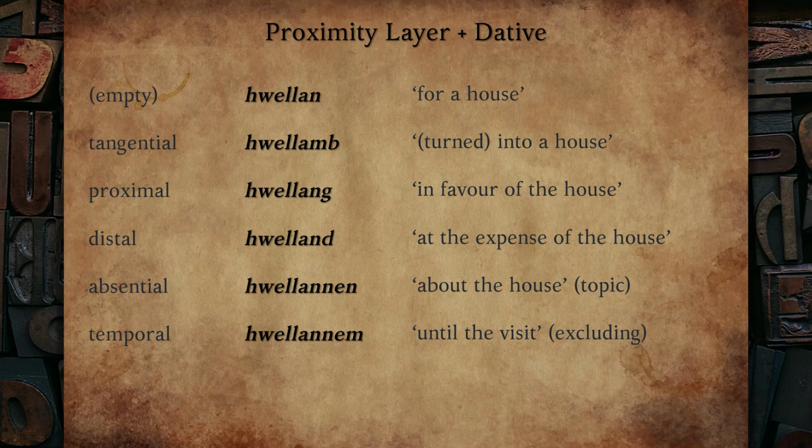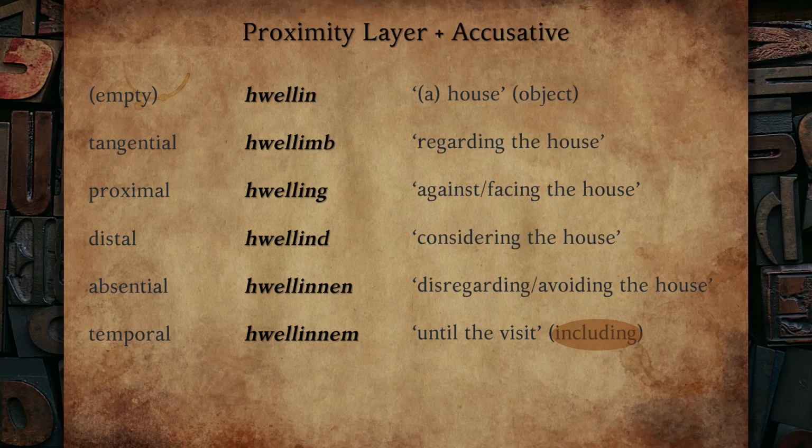In the dative, the only thing that might not be self-explanatory is what I mean by excluding in the temporal proximity. So, for example, if we have the sentence, "we don't see each other until the visit", this implies that we are going to see each other when the visit happens. So the visit is excluded from the "until", right? As opposed to the including "until" in the accusative plus temporal.